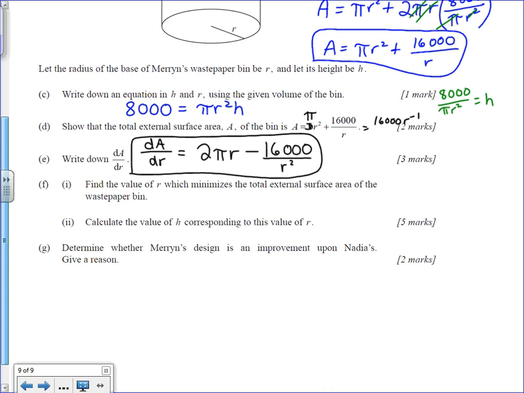All right, now we're going to find the value of r, which minimizes the total external surface area of the waste paper bin. So minimize means set the derivative equal to 0, right? Because you're looking for a place where the slope of a function is 0. So set the derivative equal to 0. 0 equals 2 pi r minus 16,000 over r squared.